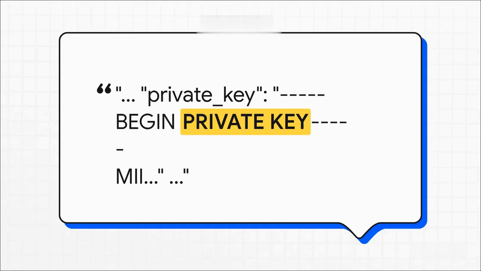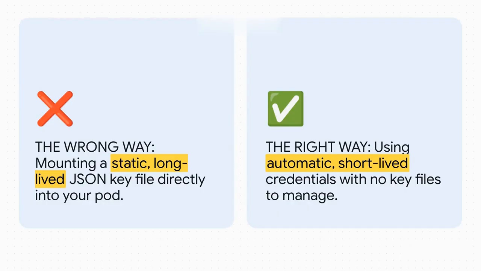This is what we're talking about. This JSON key file is a static, long-lived password to your cloud account. If this thing leaks, it's pretty much game over. The old way of doing things involved downloading this file and sticking it inside your pod, a process that is just filled with risk. We have to get rid of the method on the left. We just have to. Static, long-lived key files need to be a thing of the past.